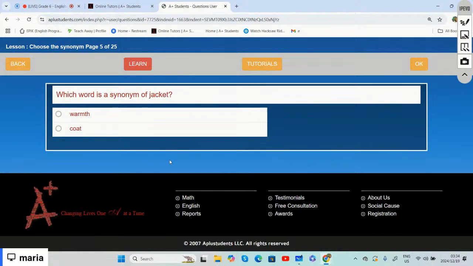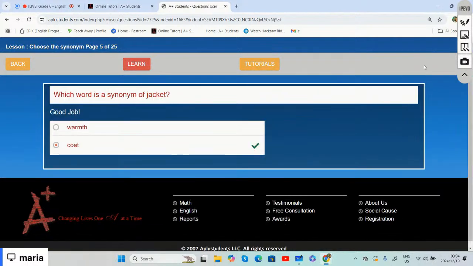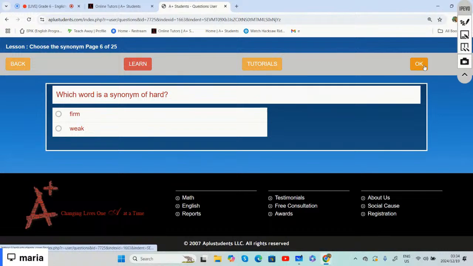And if we were to choose the correct word, the synonym, then we can say a jacket is the same as coat. Let me wear my jacket before I leave. Let me wear my coat before I leave.